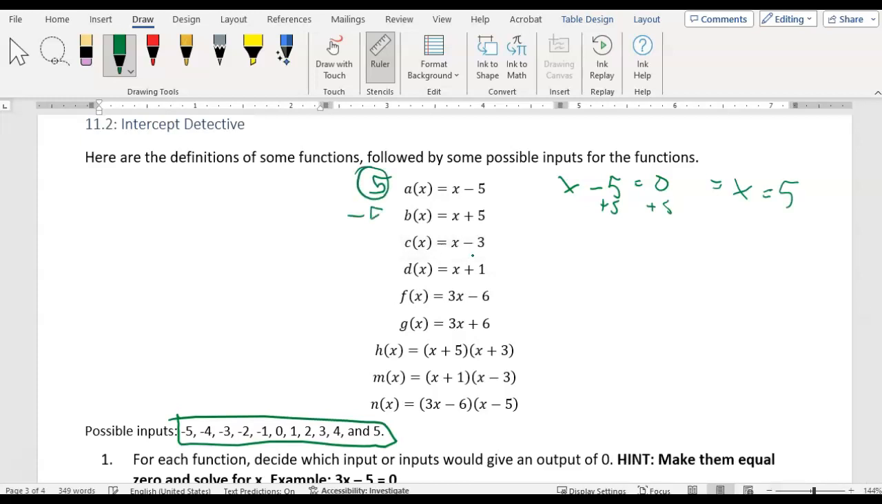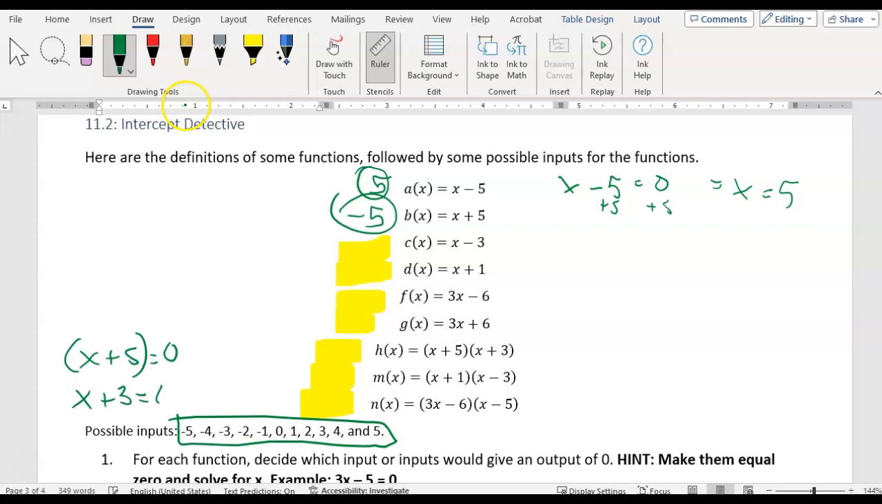Here you might automatically recommend negative 5. So for each one of these, you're going to go down and do that. Mathematically, you all are capable of doing that yourselves. I will note when you get down to here, you need to set each one to 0. So x plus 5 equals 0, and x plus 3 equals 0. You should have two answers for this one, and this one.